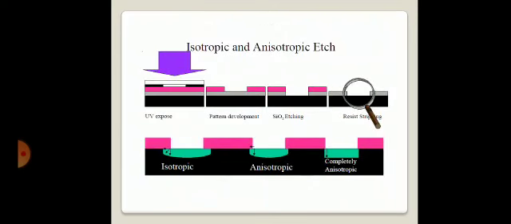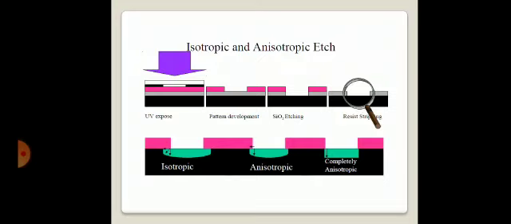Next is isotropic and anisotropic etch. Both come up when we talk about etching: isotropic etching, also known as wet etching, and anisotropic etching, also known as dry etching. With the second diagram we can easily understand. Isotropic always uses a chemical process, and we use chemicals to etch the substrate or wafer.